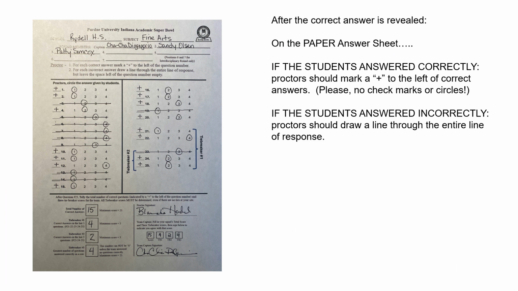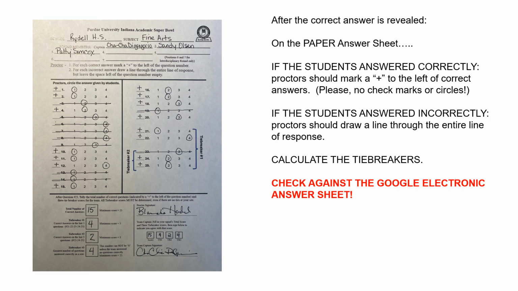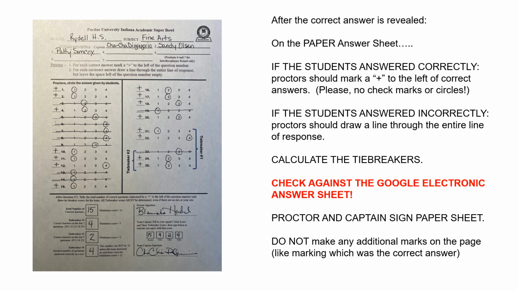If the student answers incorrectly, Proctor should draw a line through the entire line of the response. And then you'll calculate the tiebreakers. Make sure to check against the Google electronic answer sheet at the bottom to make sure that they are all correct. The proctor and the captain will sign the paper answer sheet. Do not make any additional marks on the page, like marking which answer was the correct one.